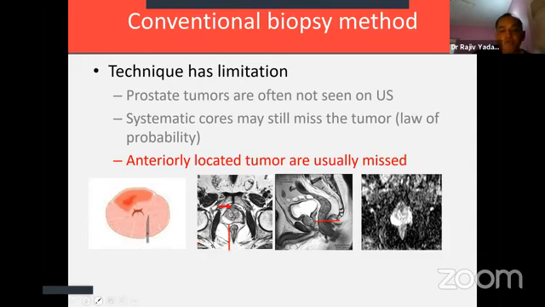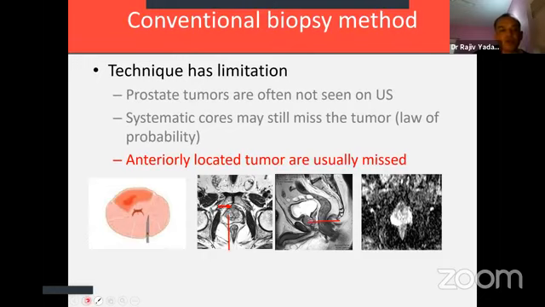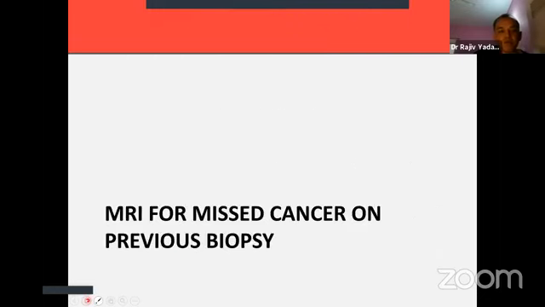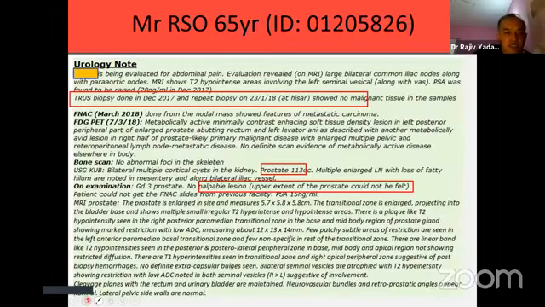Now, MRI for missed cancer on previous biopsy. I will show you another example where you will see why it was missed. This gentleman is a 65-year-old who has undergone 2 biopsies previously. So this is the actual OPD note from March 2018 when he came to us. He had already undergone biopsy in December 2017 and then January 2018. 2 biopsies, no tumor seen.